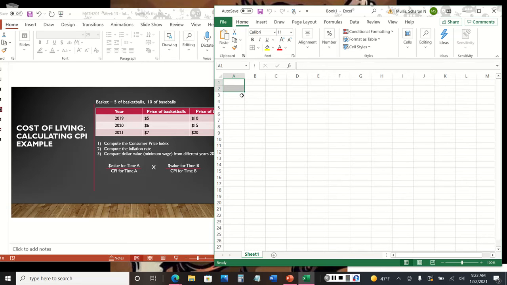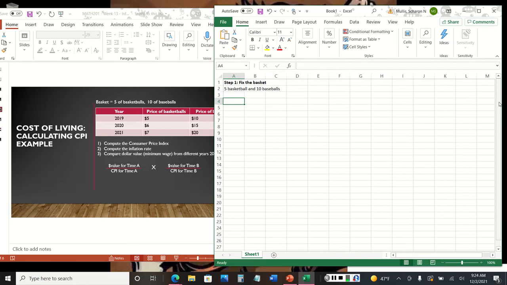So in our first step, I'm going to type it in here. Step one, we're going to fix the basket. What that means is we know that our basket has 5 basketballs and 10 baseballs. I'll probably want to make that bold.